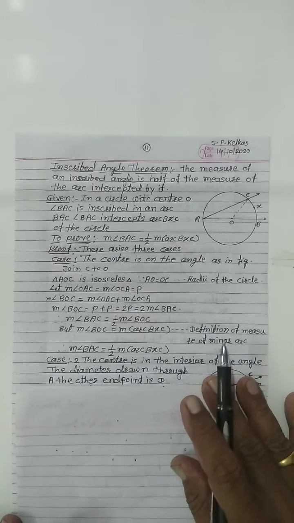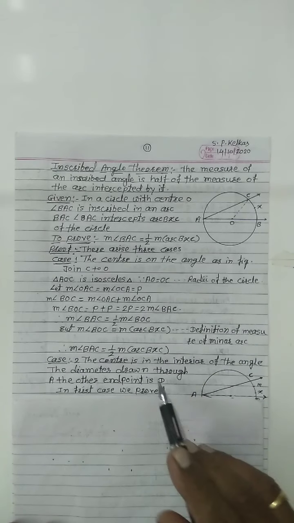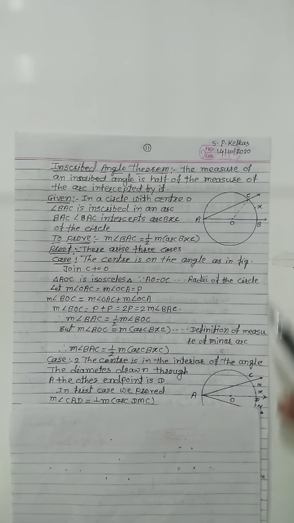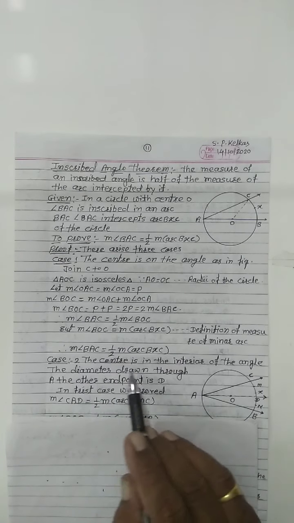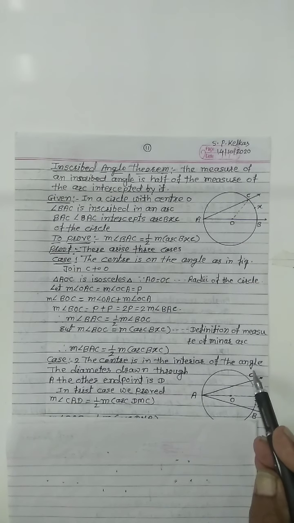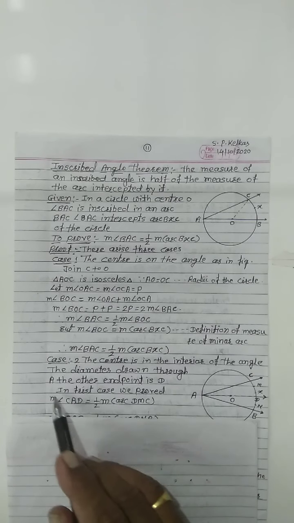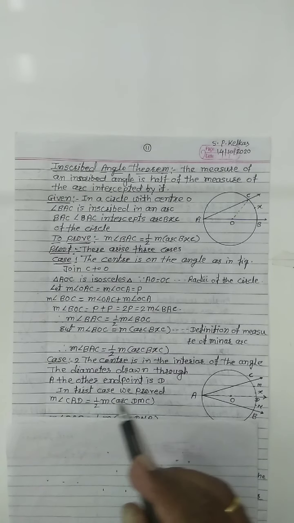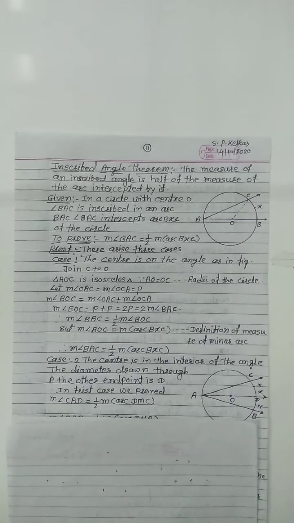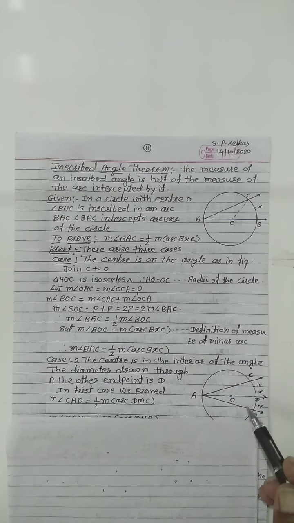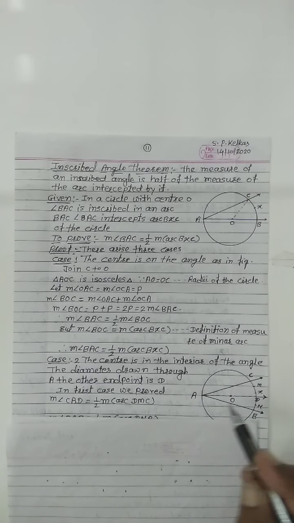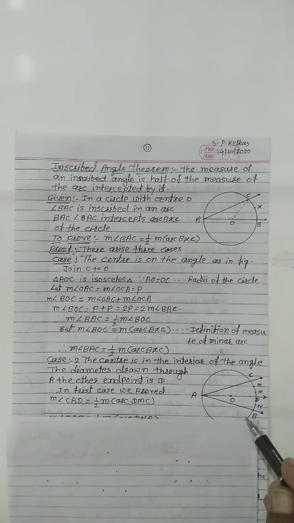Then case second: the center is in the interior of the angle, means the center lies inside the angle. We take the center inside angle BAC. Draw the diameter through A, and the other endpoint is D. This diameter drawn from A passes through O. The diameter always passes through the center of the circle. So AD is the diameter.